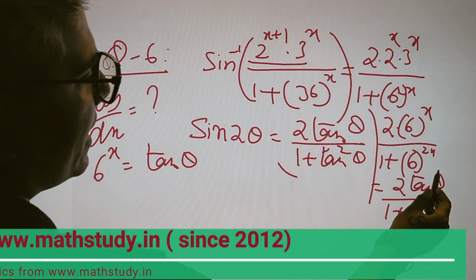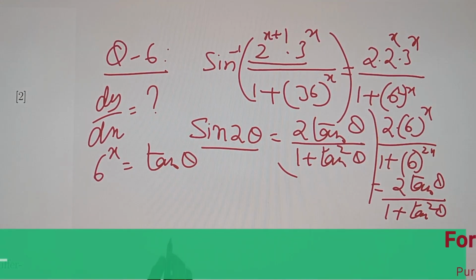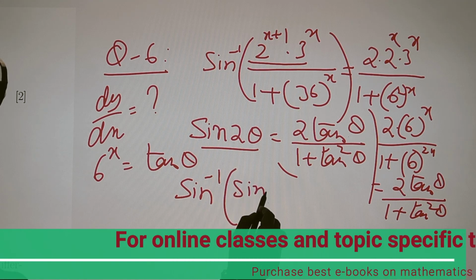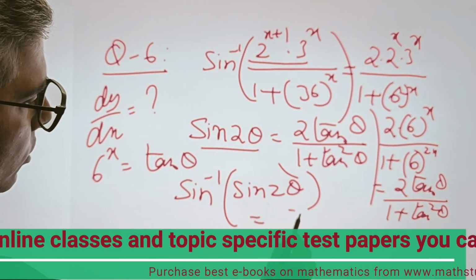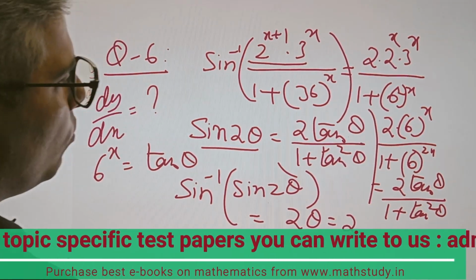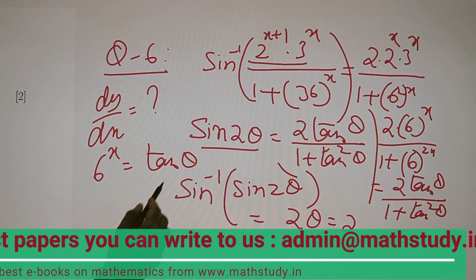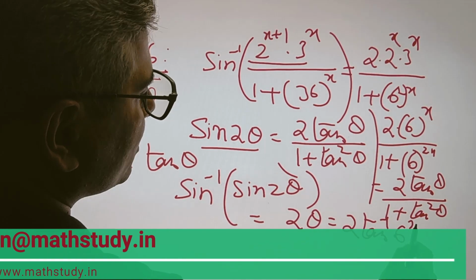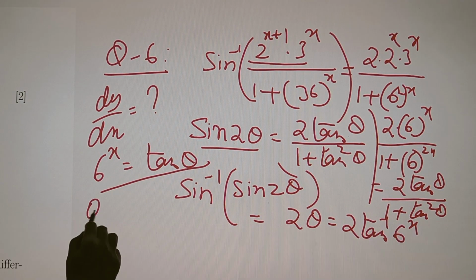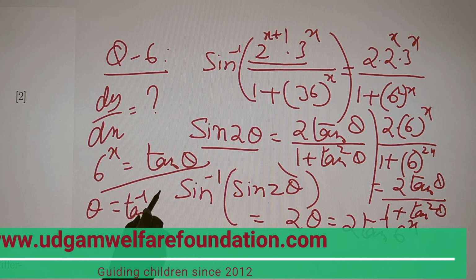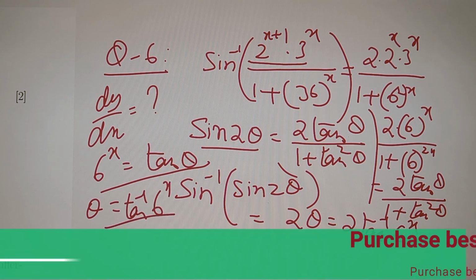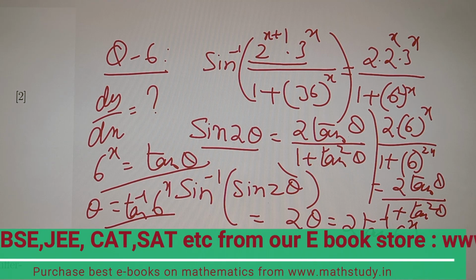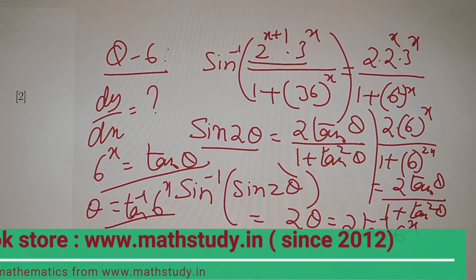Now this means that this part equals this part. So we can write it this way: sine inverse of sine 2 theta, which is equal to 2 theta only. And what is theta here? Theta is nothing but tan inverse of 6 raised to the power x from here. Theta equals tan inverse 6 raised to the power x. Very simple here. Now we have to proceed further to get our derivative.